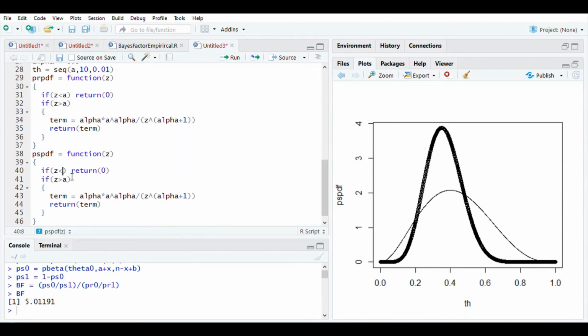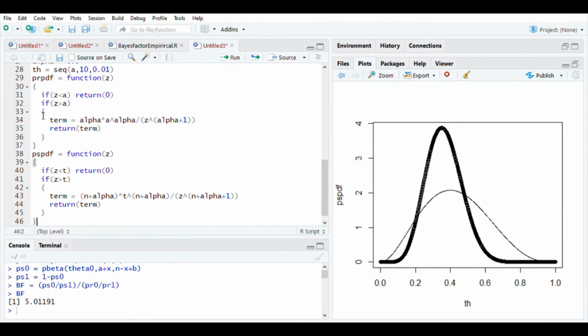Z is less than t, and if z is greater than t, it will be t raised to n plus alpha into z raised to n plus alpha plus 1. This bracket is not needed. I hope this is all right.